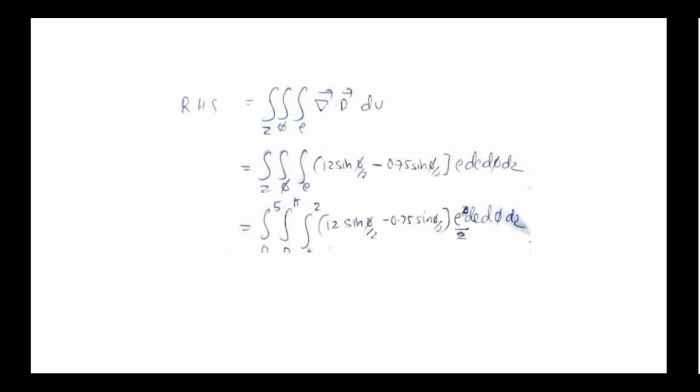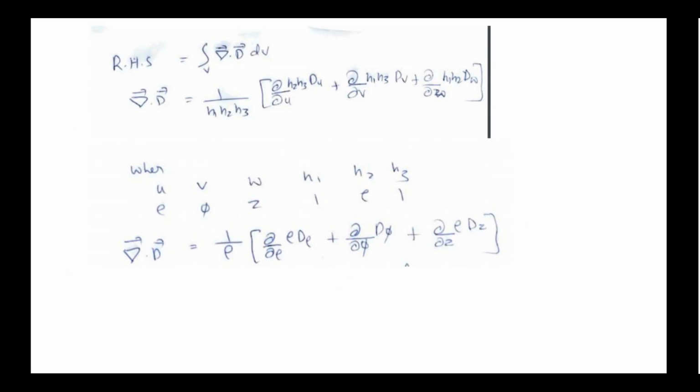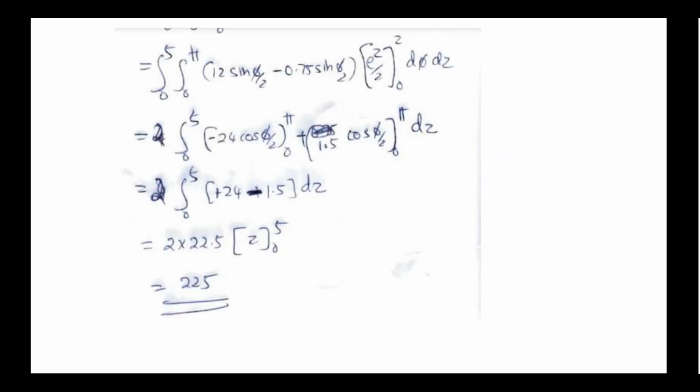So if you see the LHS part, what we got is 225, and we got the RHS part also 225. So this is how we can prove the divergence theorem. So that's all for today's class. We'll discuss more in the upcoming classes.